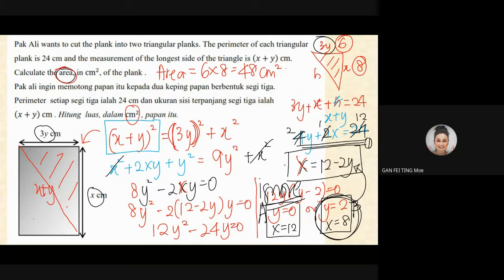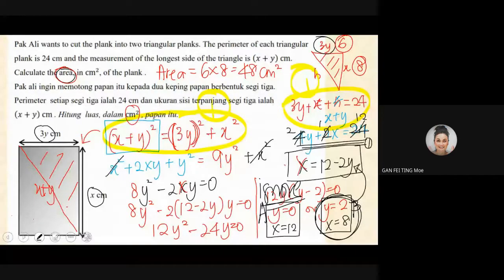So for this equation, let me go back to my highlighter. I choose yellow color. For this, the 3y plus x plus y equals 24, you get that as your first mark. Secondly, your Pythagoras theorem will be your second mark. Because for me, Pythagoras theorem is a common question in SPM given to you.